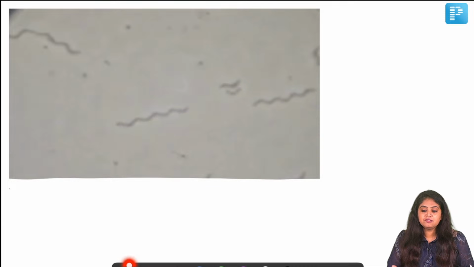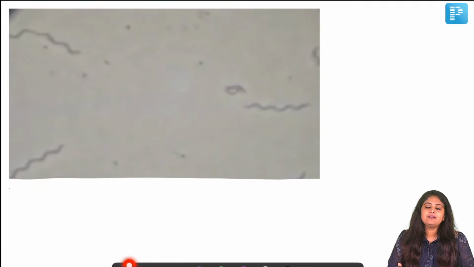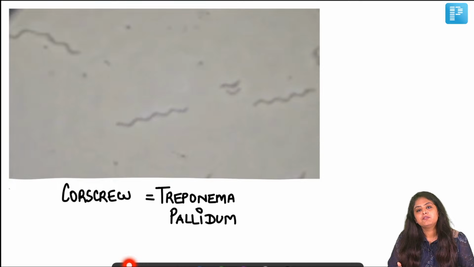Moving forward, this is as easy as it can get. It is looking like a screw. It is moving like a screw. And you remember how we learned it? Patient is also screwed because this is a sexually transmitted disease. This is the corkscrew motility that we have for Treponema pallidum.